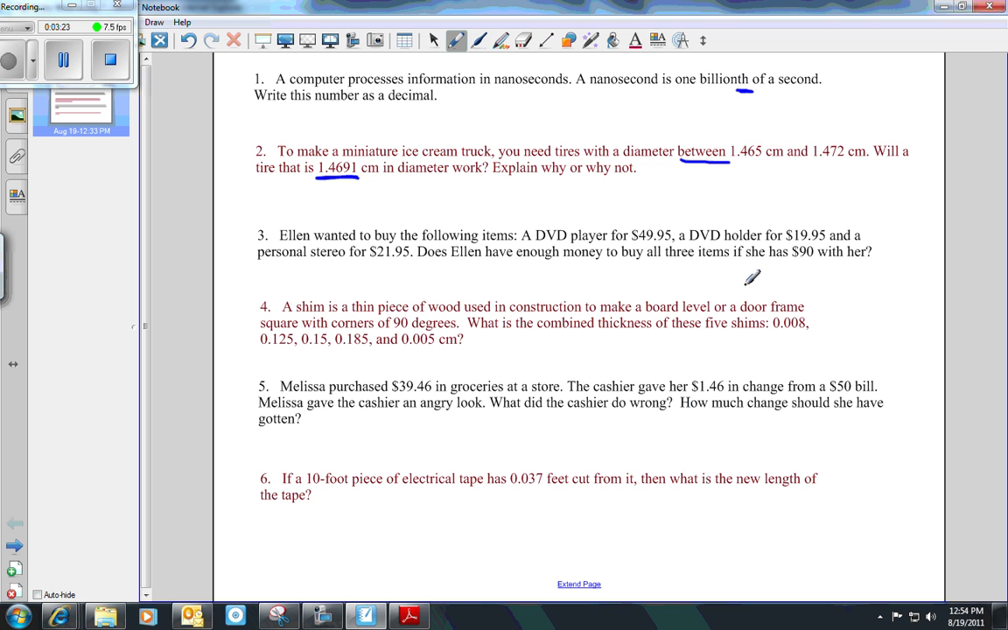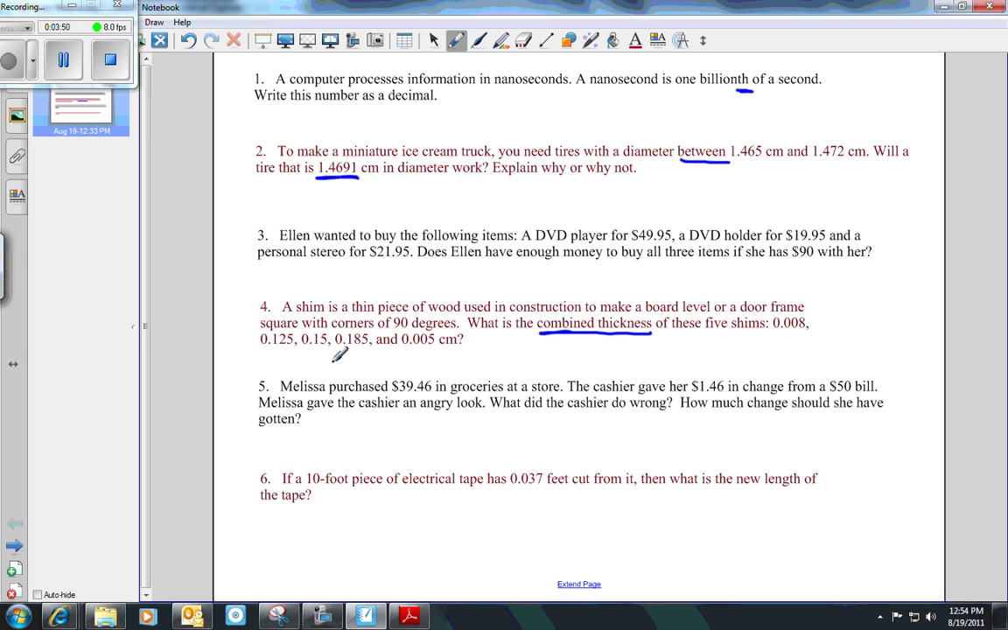For number 4, a shim is a thin piece of wood used in construction to make a board level or a door frame square with corners of 90 degrees. What is the combined thickness of these 5 shims? And it gives you 5 different numbers here in centimeters. We're looking for combined thickness on this one. That's the important words right there. What is the combined thickness?